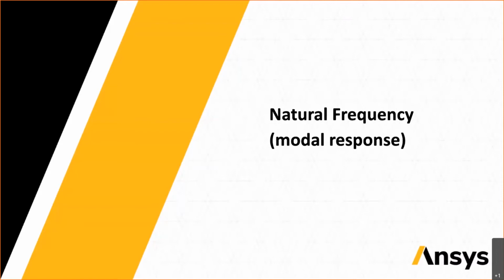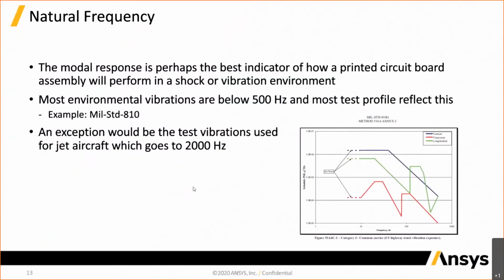If the natural frequency of your board is 100 hertz, and that's where most of your vibration is going to be occurring, chances are you're going to have a problem. If it's outside that, chances are pretty good that you're not going to have any issue. Like I was saying, most environmental vibrations are below 500 hertz, so if your board is well above that, chances are you're not going to see any vibration issues. There are exceptions. If you look at Mil Standard 810, the jet aircraft goes up to 2,000 hertz, so you've got to be really careful at those higher frequencies and be mindful of that.